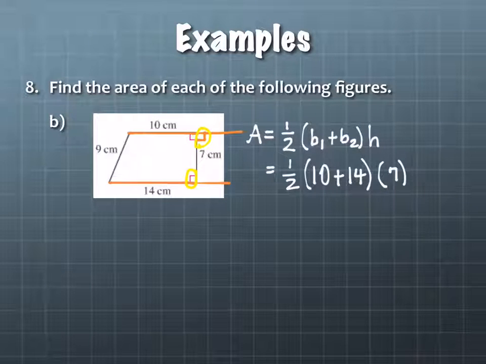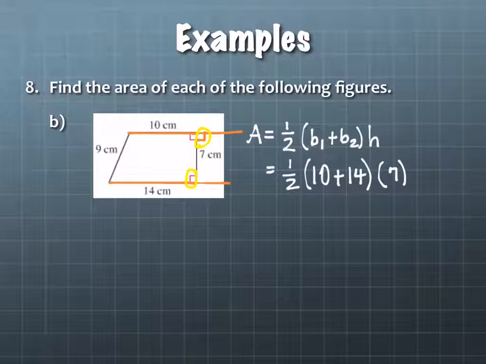7. Why is it 7 and not 9? Because 7 is the shortest distance, 9 is slanted. Right. Shortest distance is a good way to think about it. You can also think about it as perpendicular distance. Those are just different ways of saying the same thing. But you need the shortest or the perpendicular distance, not a slanted distance.